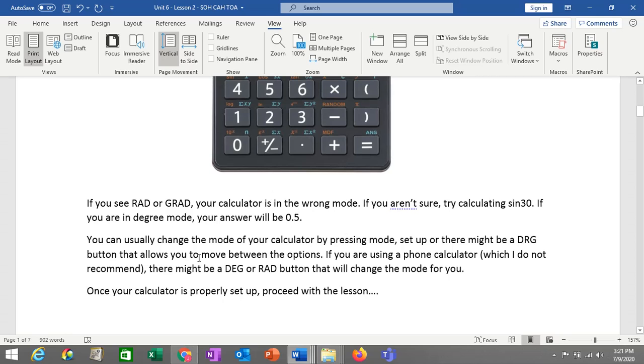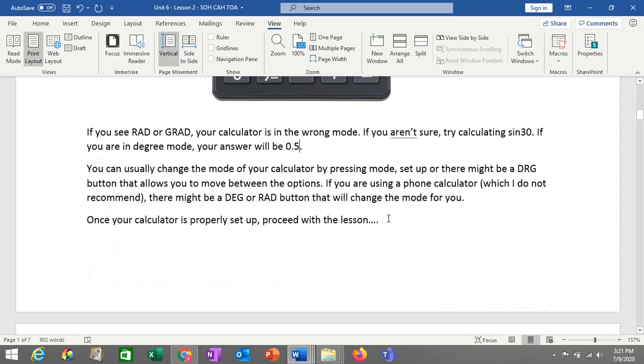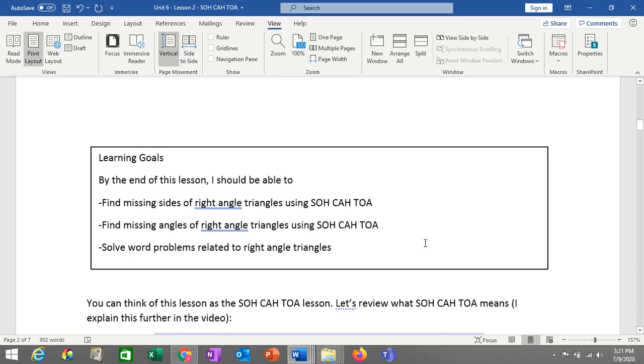Once your calculator is properly set up in degree mode, you can proceed with the rest of the lesson. I'm going to assume that you've done that, and here we go. Learning goals.